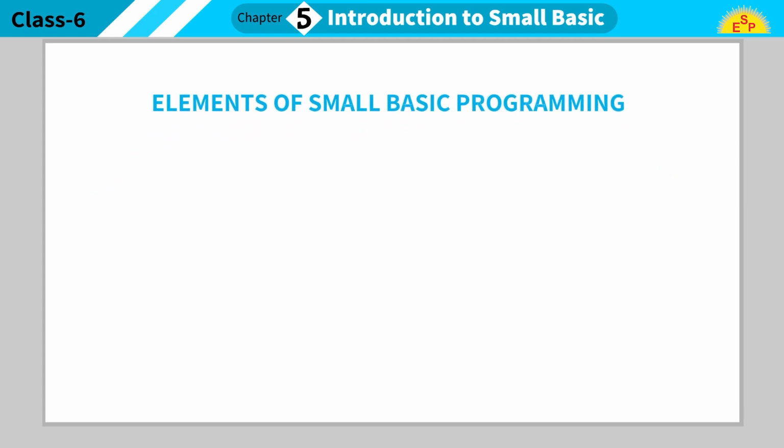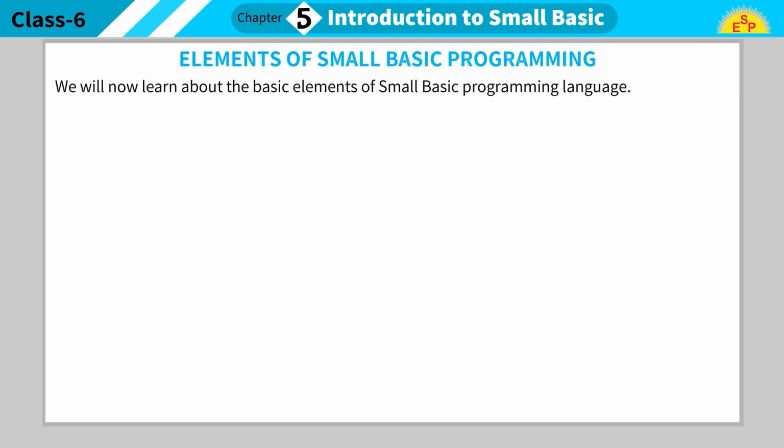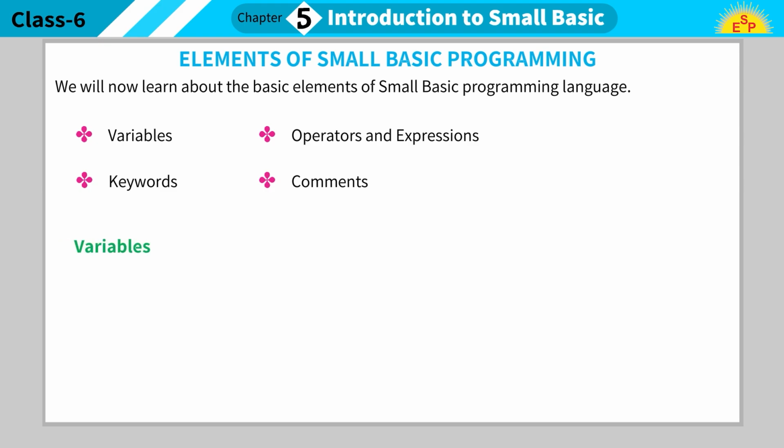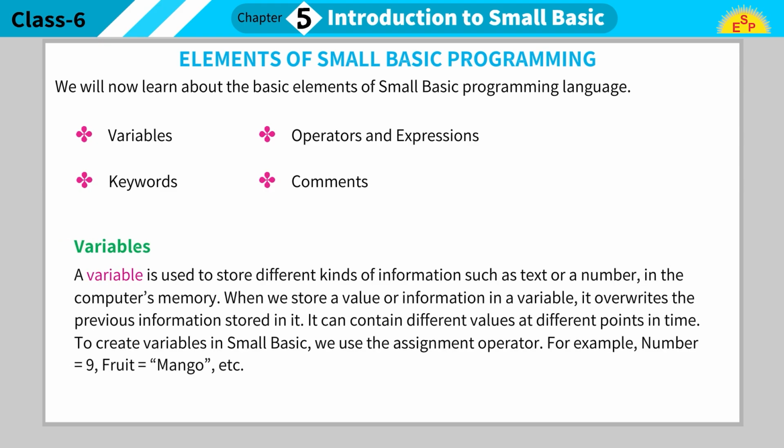Elements of Small Basic programming. We will now learn about the basic elements of the Small Basic programming language: variables, operators and expressions, keywords, comments. Variables. A variable is used to store different kinds of information such as text or a number in the computer's memory. When we store a value or information in a variable, it overrides the previous information stored in it. It can contain different values at different points in time.